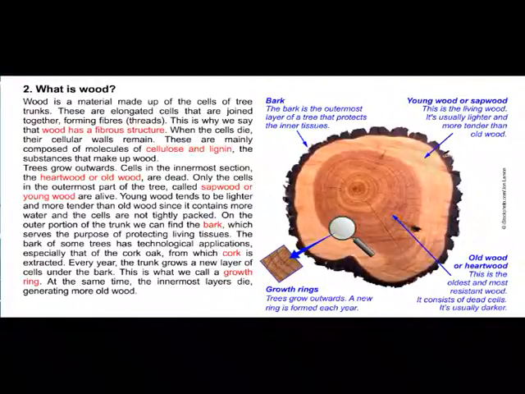On the outer portion of the trunk we can find the bark, which serves the purpose of protecting living tissues. The bark of some trees has technological applications, especially that of the cork oak, from which cork is extracted. Every year, the trunk grows a new layer of cells under the bark. This is what we call a growth ring. At the same time, the innermost layers die, generating more old wood.